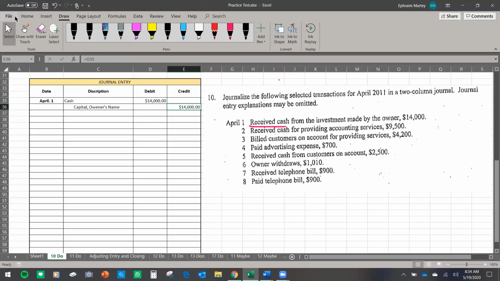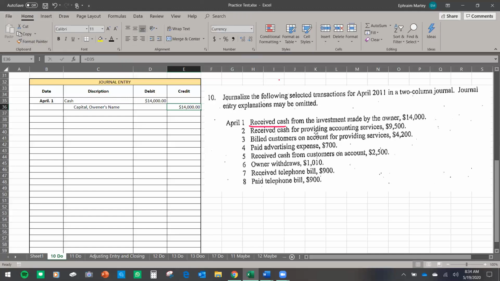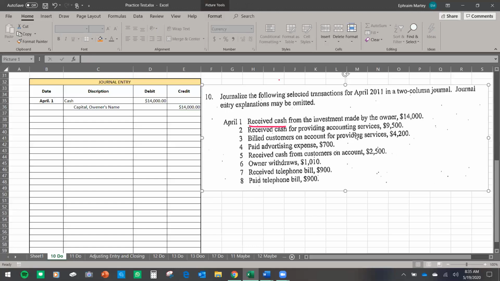So number two, it says we receive cash for providing service. So we know cash is increasing again, okay, for providing accounting services. So this company is an accounting service. They provide accounting services, okay. So because we have provided it, it's a revenue. We have earned it, okay. We have what we call the revenue recognition principle. The revenue is yours only when you have performed the services. Okay? If you haven't performed the services, you haven't earned it. But in this case, we have provided a service, so we have earned it.